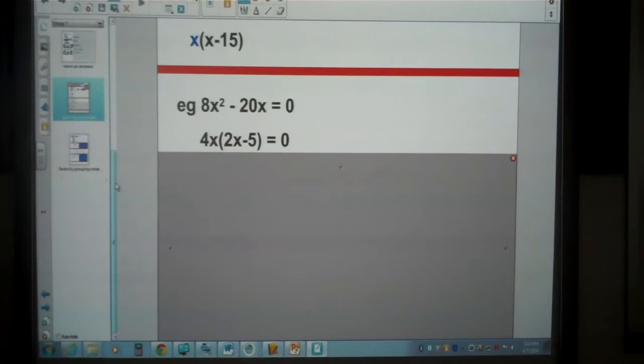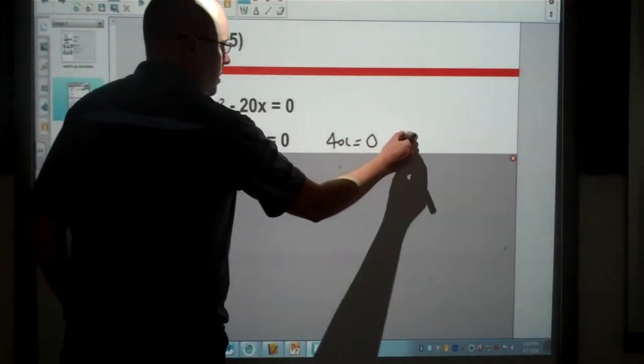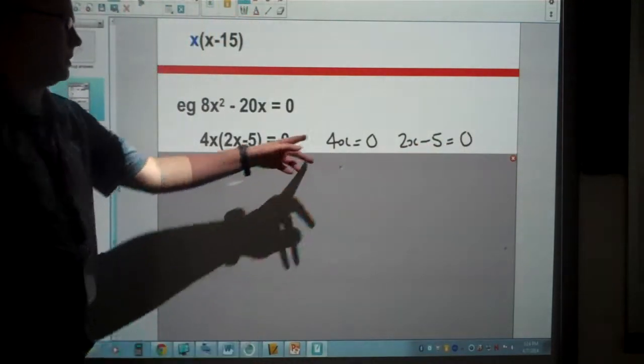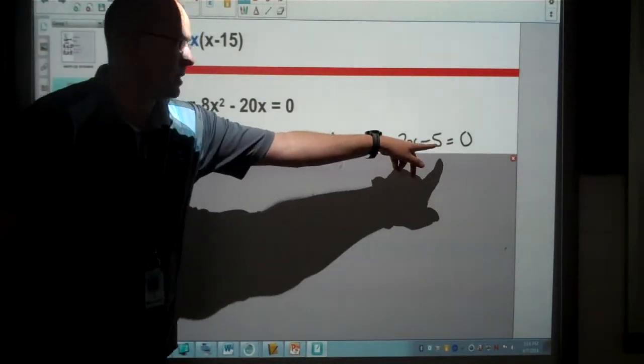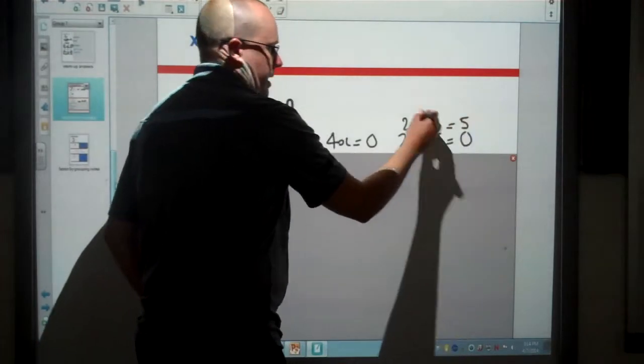Now, solving this equal to 0 again, what we're really saying is either the first one is 0, or the second one is 0. So 4 times the number is 0, that must be 0. And for this one, if we went ahead and solved this, we could add 5 to both sides, and then divide by 2.